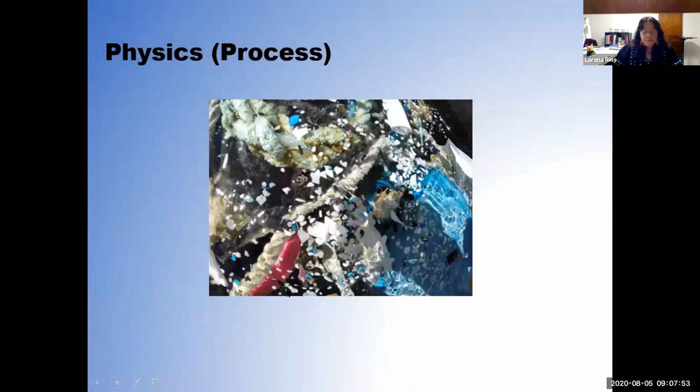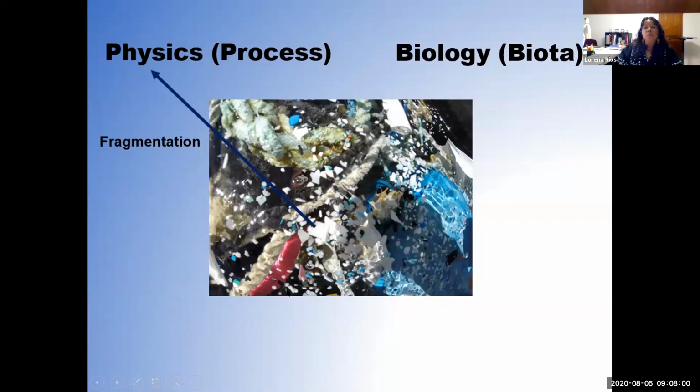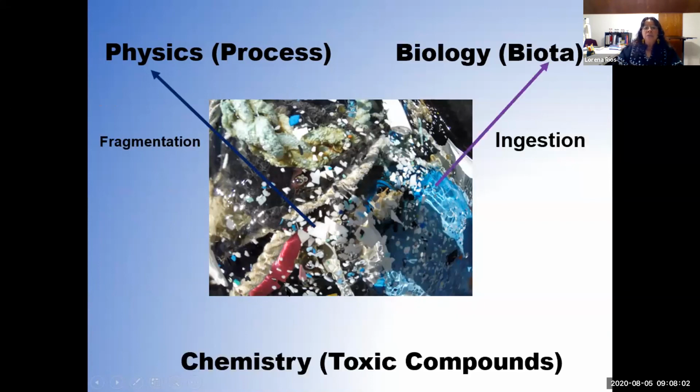One of the scientific community's goals is to know how we can relate the physics process, the biology process, and the chemistry process. In the physics, we want to understand how the fragmentation is happening, and in the biology, how the ingestion affects the organisms. And we want to know how the plastic is related to the absorption of toxic compounds. That is my field. I'm working with the chemistry.